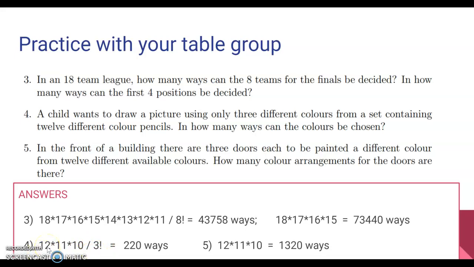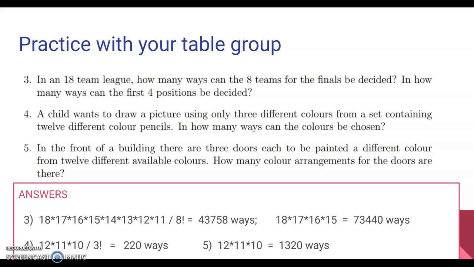So we have 12 to start from. Once we pick 1, we have 11 left to choose from. Then once we pick those 2, we have 10 left to choose from. So 12 times 11 times 10 would be the permutation way. But because we don't care what order the child picks the colors, it's just picking colors in a group, we're going to divide by 3 factorial because there are 3 factorial number of ways to order 3 colored pencils in different orders. So 220 ways.